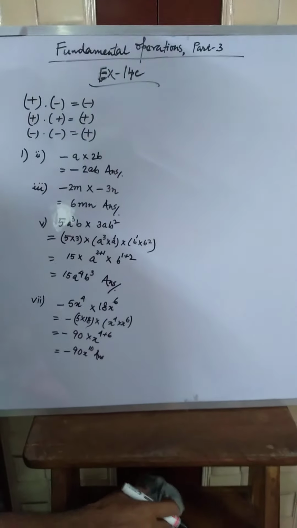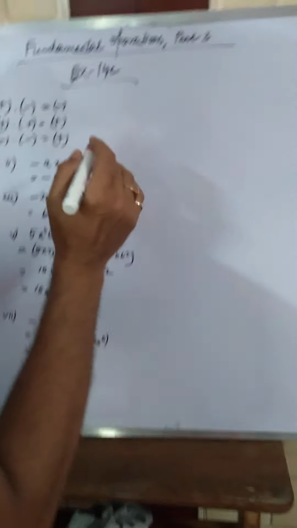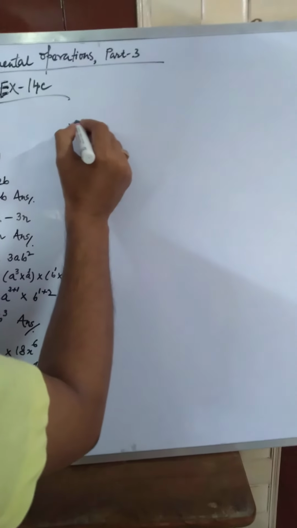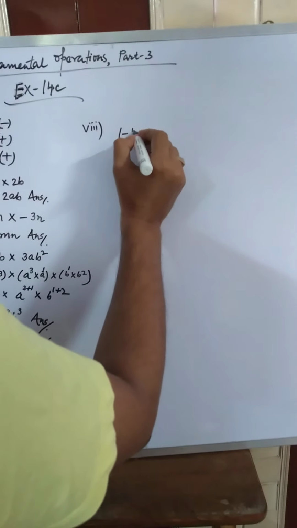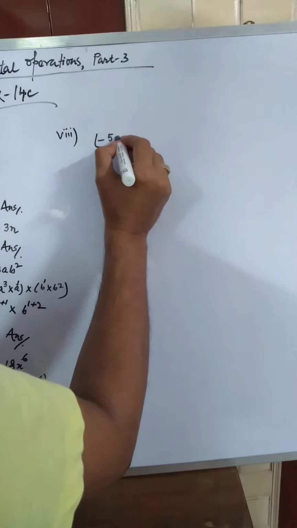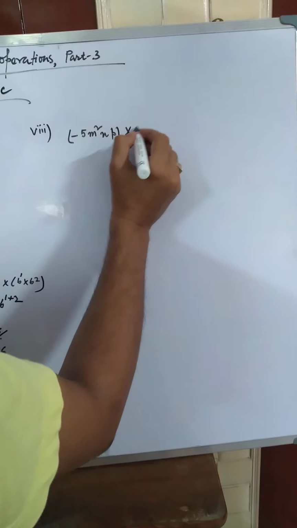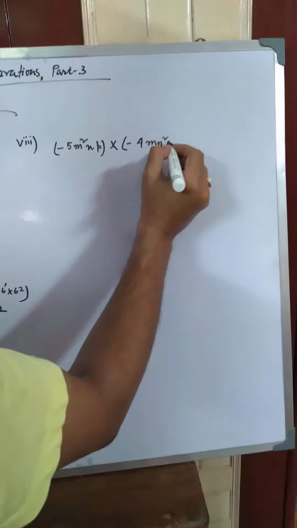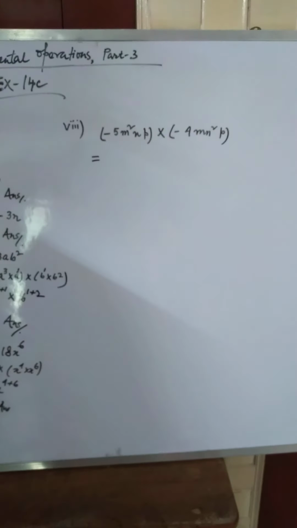Now come to the next part. Say question number Roman 8, within bracket minus 5 m square np, and it is multiplied with minus 4 m n square p. So here you see the two negative signs are multiplied with each other, so the resultant sign will be positive.